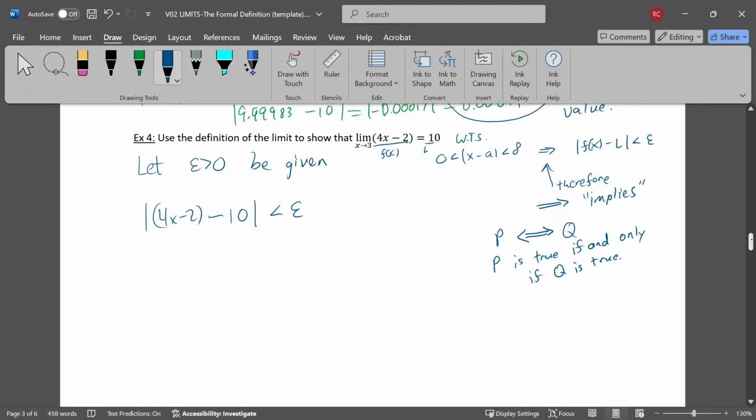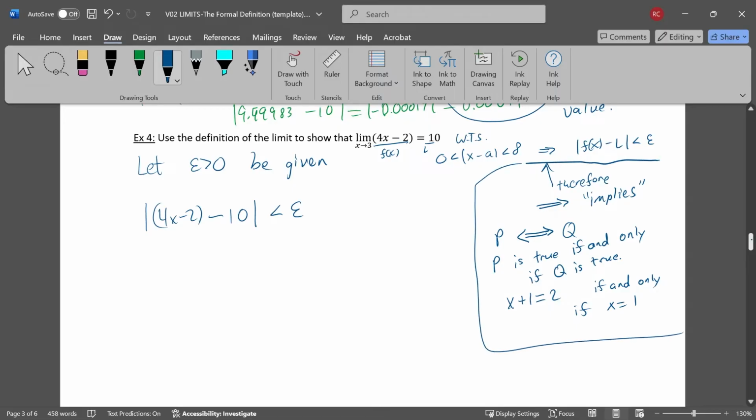So for example, I might say x plus 1 is 2 if and only if x equals 1, right? Both of these statements are true. If either of them is true, the other one is true. If x is 1, then x plus 1 will be 2. And if x plus 1 is 2, then x will be 1, right? So just a little notation clarification here as an aside. Okay, so back to the problem.